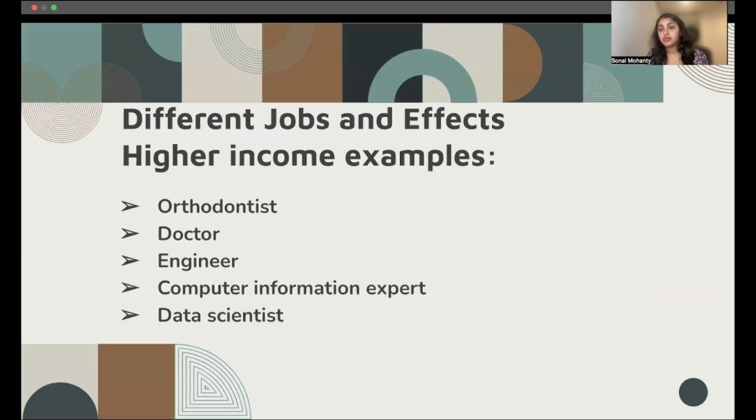So these are some examples of higher income careers. When we think of higher income people, we may think around these sort of careers. Again, these are very simple ones. There are many careers out there that may be considered higher income, but these are just some simple ones that I came up with. I'm sure you're thinking of a different one from this list right now. But we have orthodontist, doctor, engineer, computer information expert, or data scientist. Of course, each of these has its own branches and many different careers, as we have a lot of these days. So I'm sure you could think of many other ones.